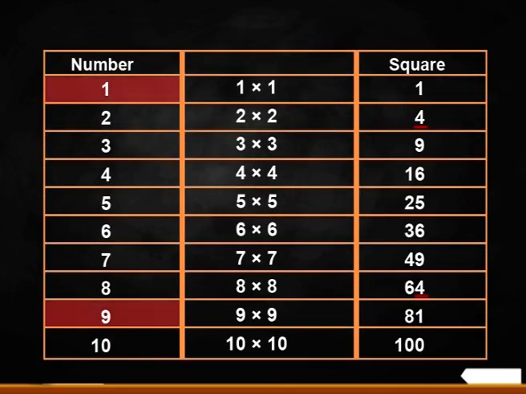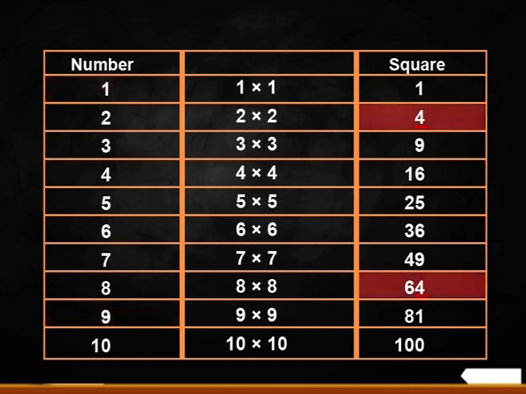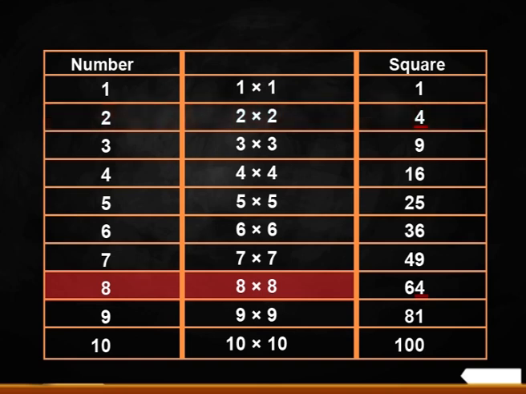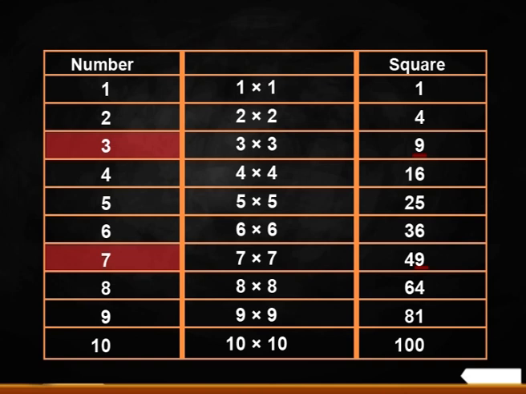Similar to 1 and 9 relationships, if a number ends in 4, the square root of that number will end in 2 or 8 because 2 multiplied by 2 is 4 and 8 multiplied by 8 is 64. If a number ends in 9, the square root ends in 3 or 7 because 3 multiplied by 3 is 9 and 7 multiplied by 7 is 49.